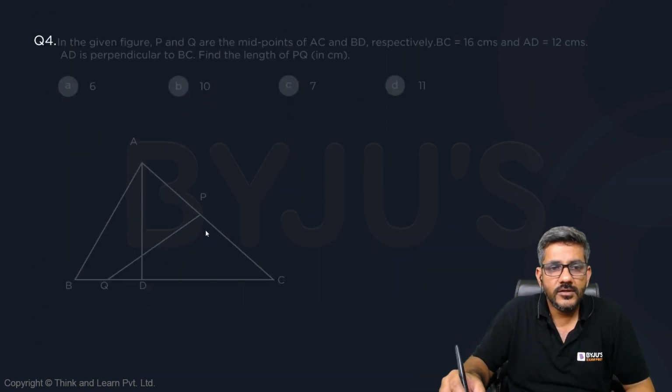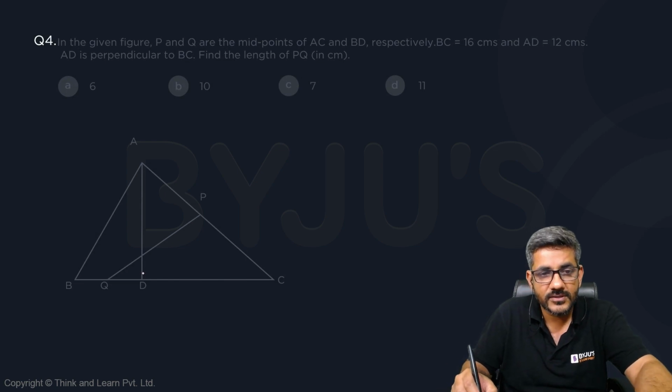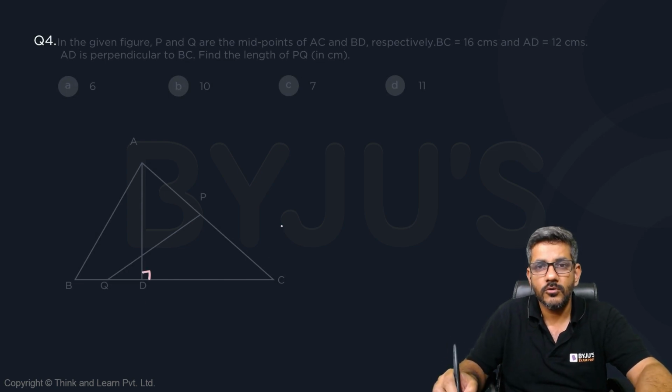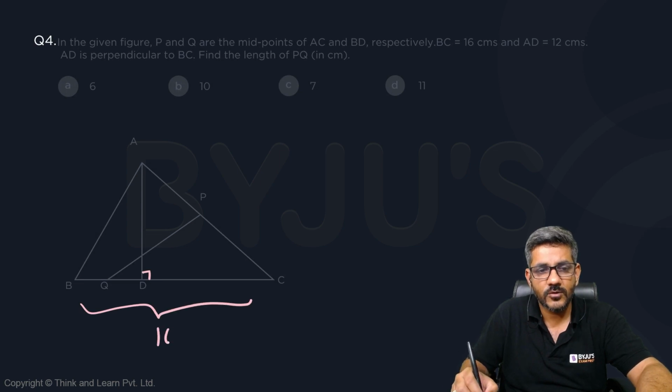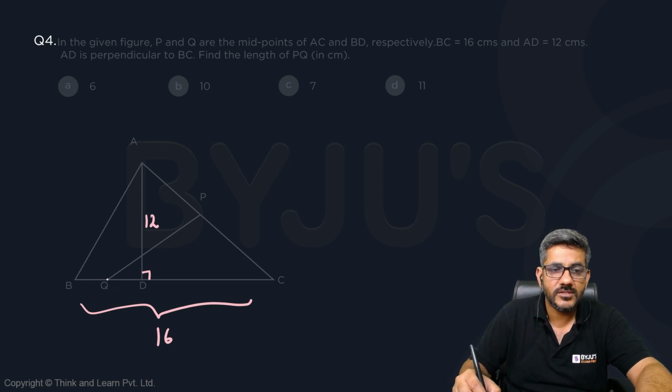Okay. So first of all, what all is given to us? It is given that AD is perpendicular. So let me make a perpendicular symbol over here. BC is equal to 16, so this whole line is equal to 16. AD is equal to 12, so this perpendicular is equal to 12. Find the length of PQ. So we have to find out the length of this PQ.